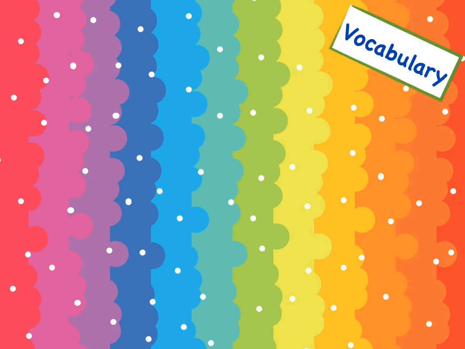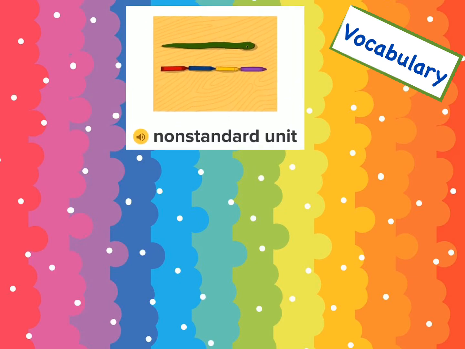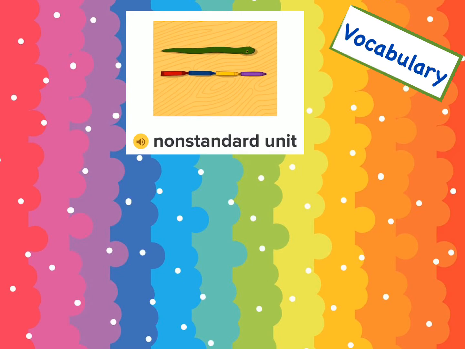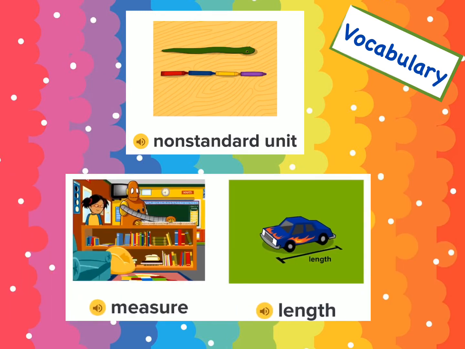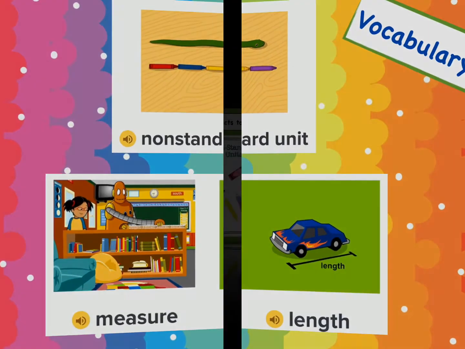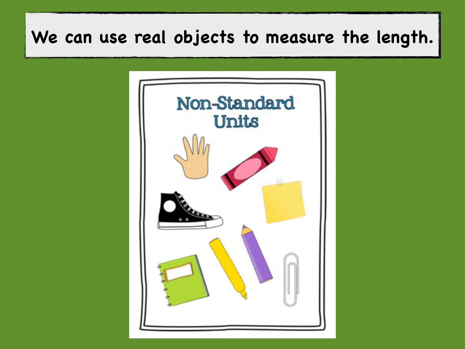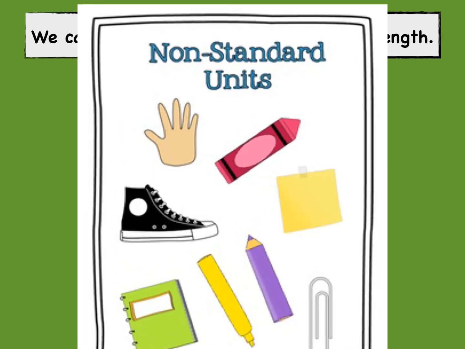Let's revise our vocabulary words. Non-standard unit. It's a unit we don't usually use to measure, like blocks, clips, or pens. Measure length is to collect data about how long something is. Remember that we can use real objects to measure the length of another object.